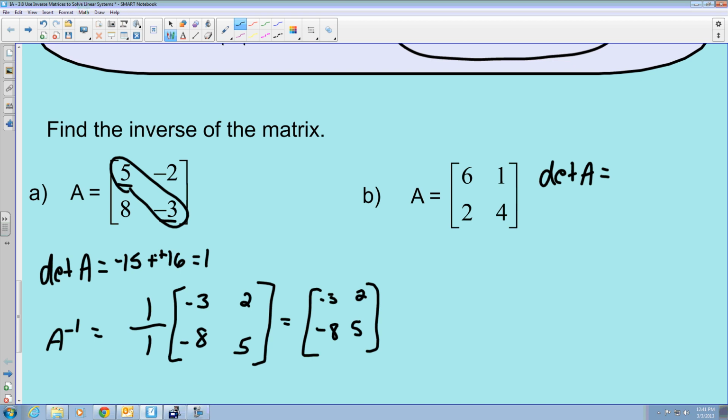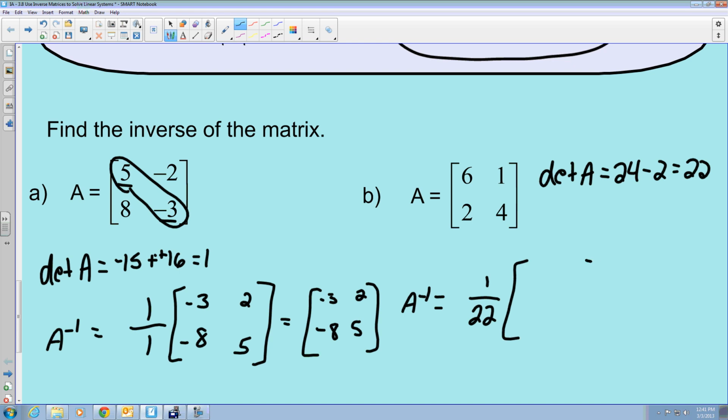And that comes from 6 times 4, which is 24, minus 2 times 1, which is 2, which gives me the determinant of A is 22. So now I'm going to want to find the inverse of A. So this equals 1 divided by the determinant of A, which is 22.